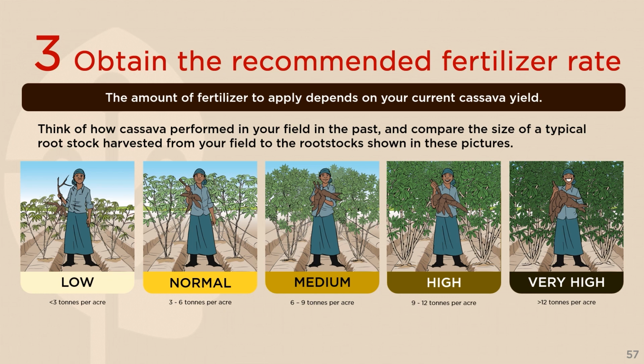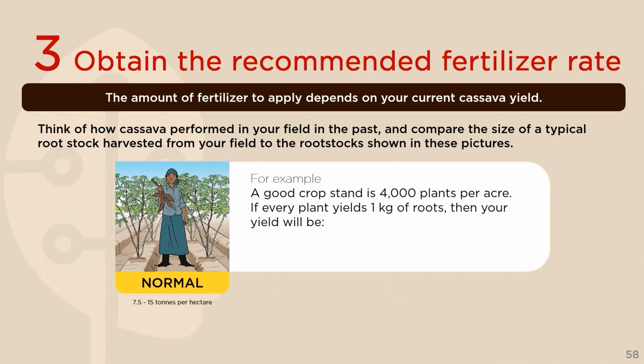In a field with a high yield, you harvest between 9 and 12 tons per acre. And in a field with a very high yield, you harvest more than 12 tons per acre. Such fields are rare and are typically recently cleared forest fallows or fields that have received very high amounts of fertilizer or organic inputs. For example, say you think your field gives a normal yield.